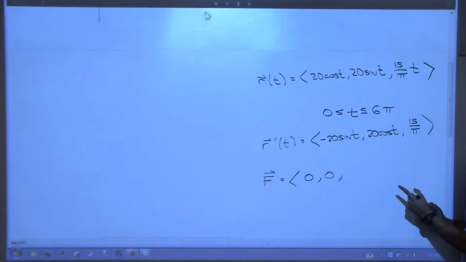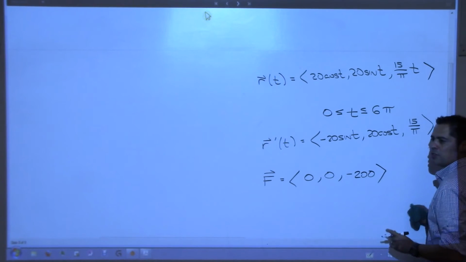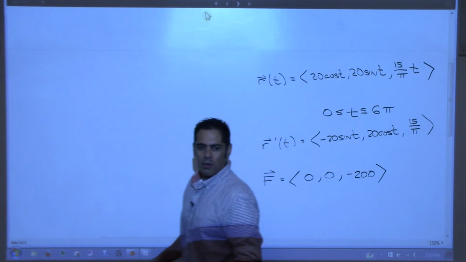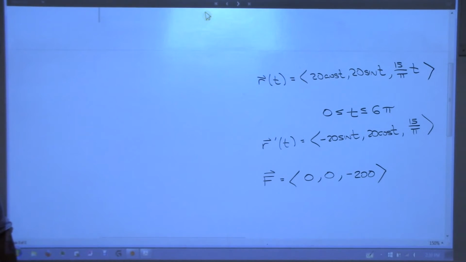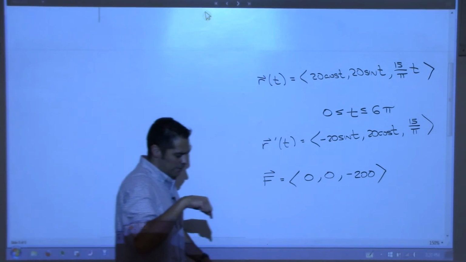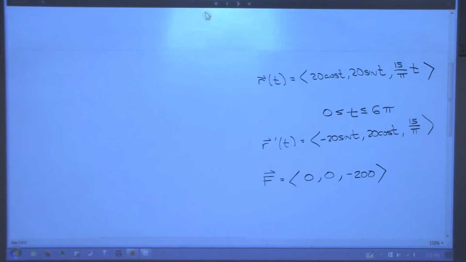Okay, so negative 200 or positive 200? What do we want? Does it matter? It depends on what you're saying here. Do you want to know the work done by gravity, or do you want to know the work done by the man? You see what I'm saying? The force downward is gravity. He has to overcome that force going up, right? So he does work, which you could consider positive work, or negative work would be the work done by the gravity. Make sense?